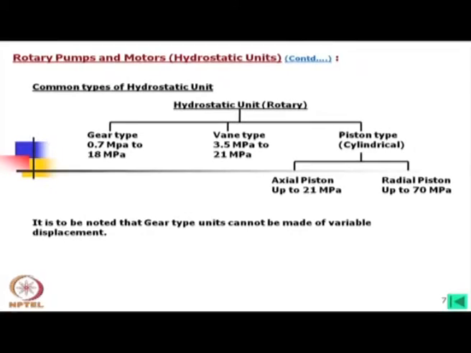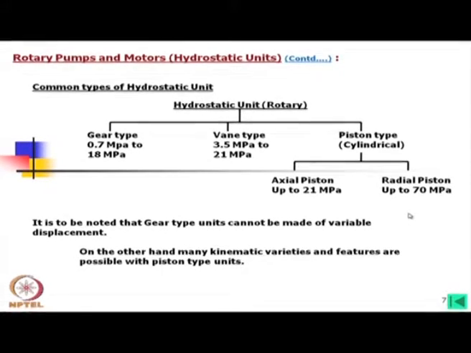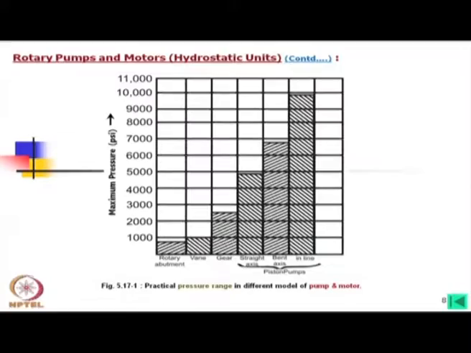It is to be noted that gear type units cannot be made of variable displacement, whereas vane type we can make variable displacement, and obviously piston type we can make axial piston and radial pistons, both variable displacement. On the other hand, many kinematic varieties and features are possible with piston type units.